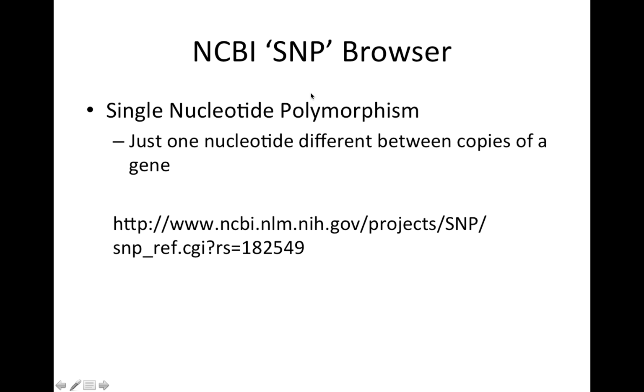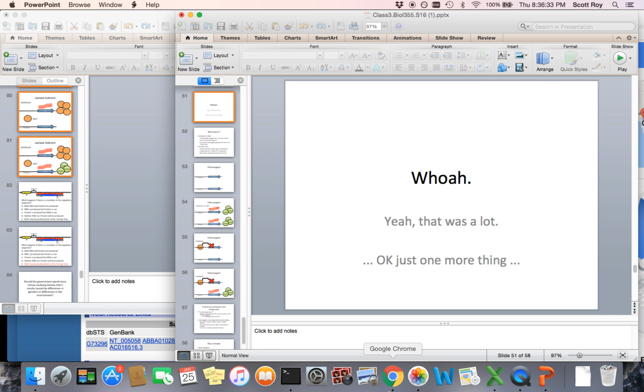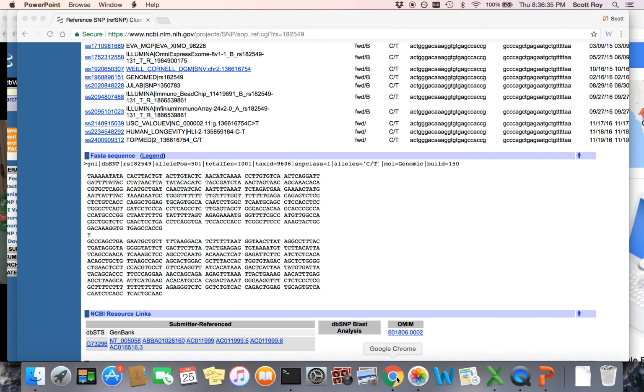So what we're going to do now is look at the NCBI, the National Center for Biotechnology Information, SNP browser. What's a SNP browser? A browser, you know what that is. A SNP is a single nucleotide polymorphism, just the kind of difference we've been talking about, where one nucleotide is different between different copies of a gene. So let's go ahead and have a look at this database.